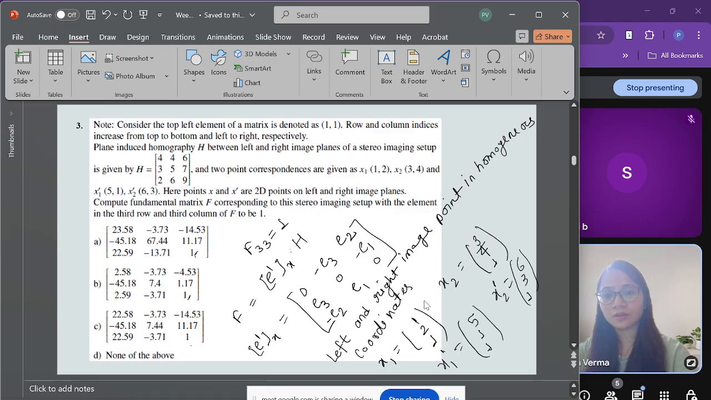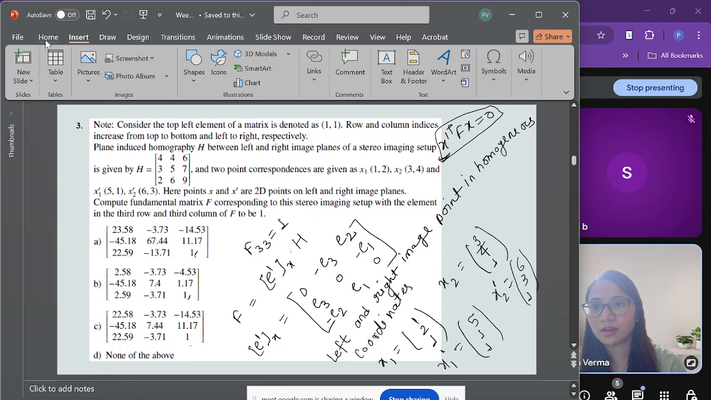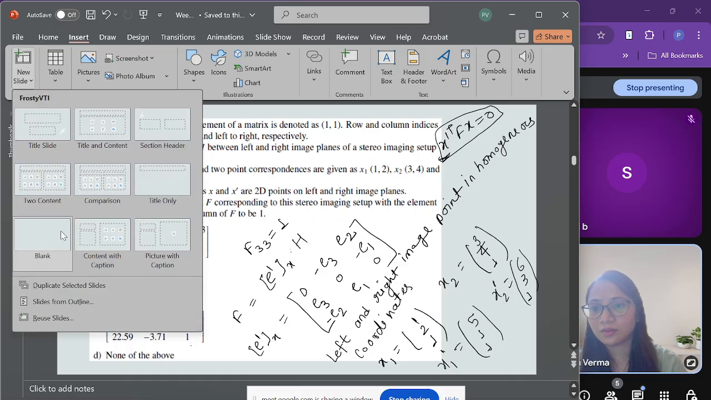Already the key relation, I should write it here also. We already know that x dash transpose F x is equal to 0, if the two image points are given, in homogeneous representation. So we will test the options with this equation. I'm taking one slide and solving with this one.